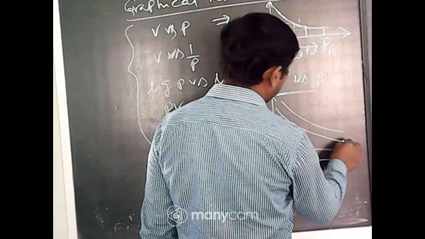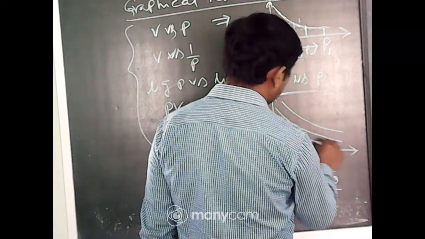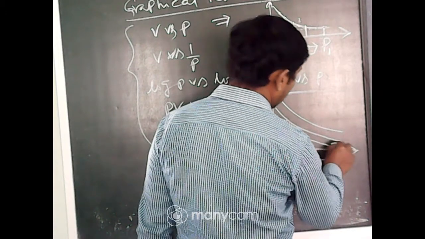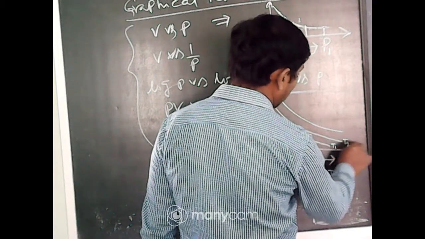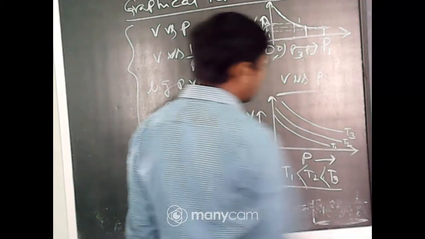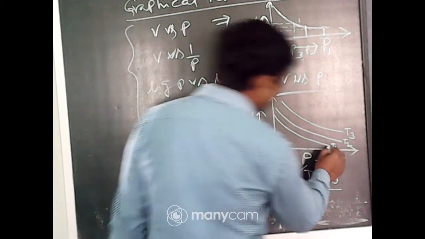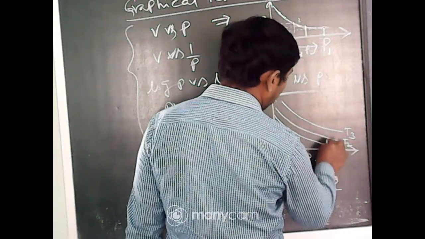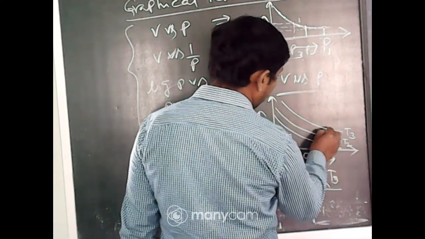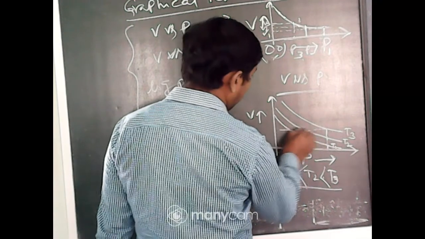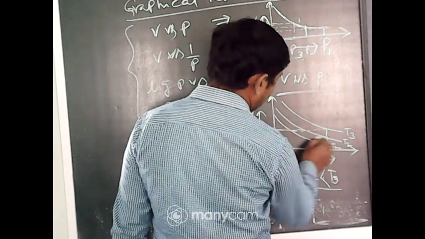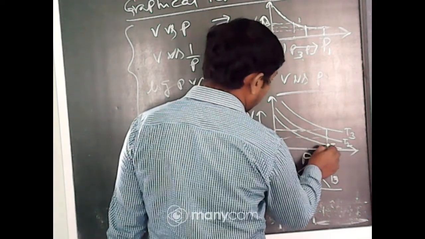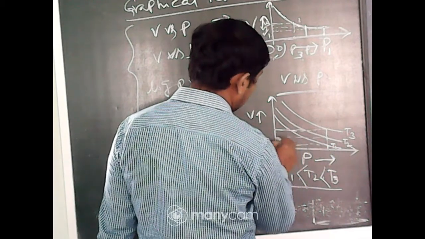This is for T2 and this is for T1. This is for T1, this is for T2 and this is for T3 graph. Now, just take one point here. Here the volume is maximum, it is in between these, and this is the minimum.